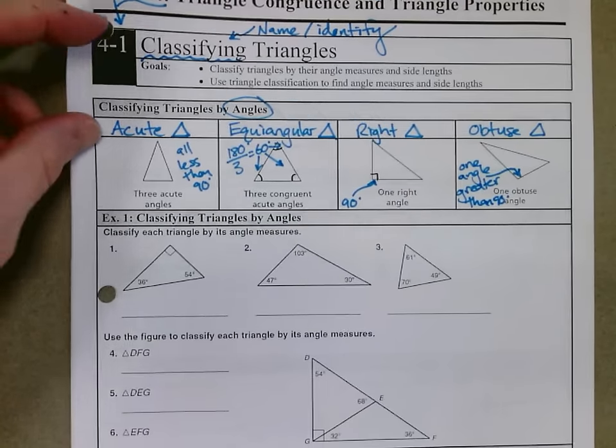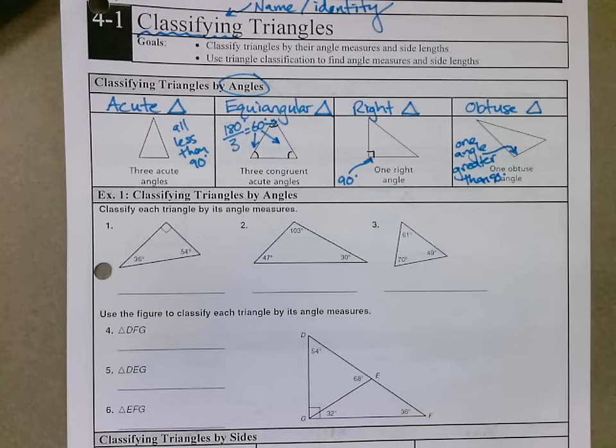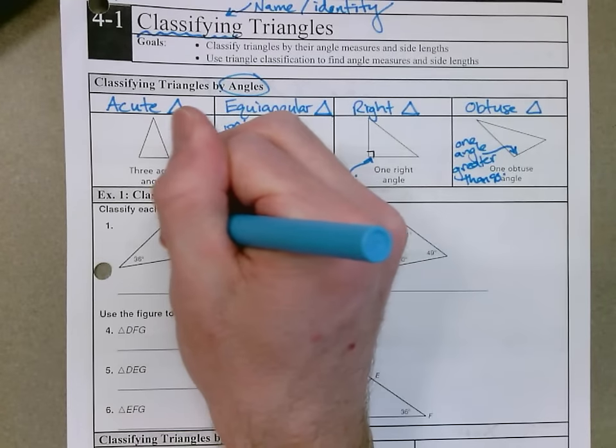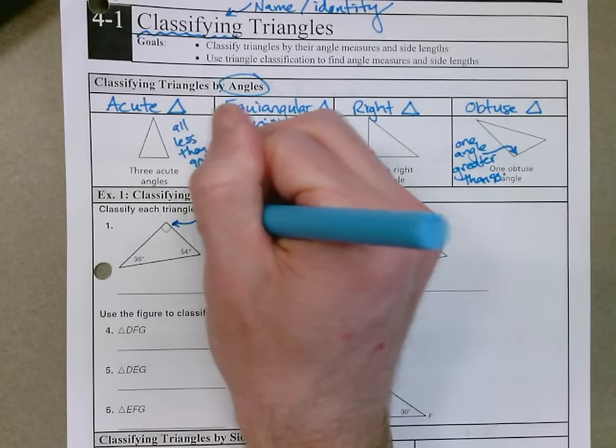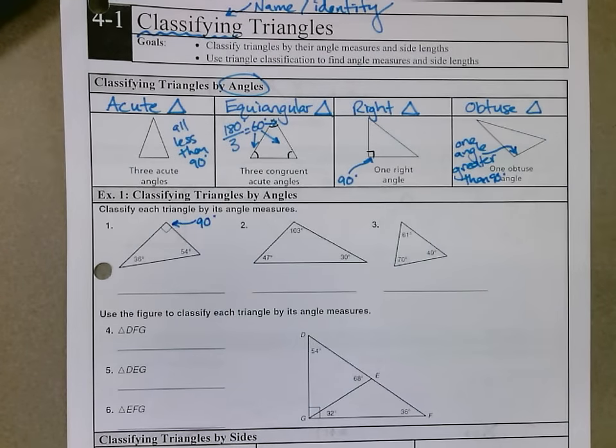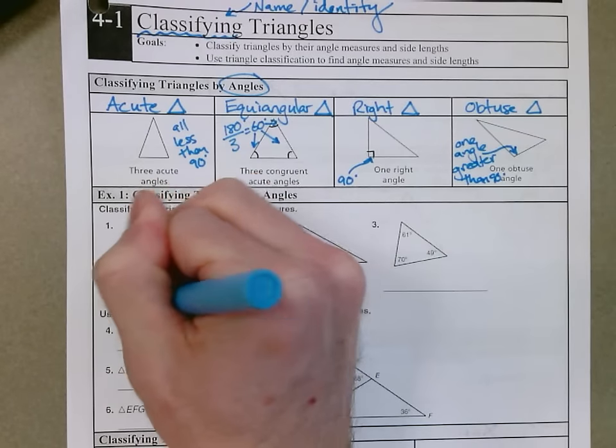Moving on. These first examples ask us to classify the triangles by angles. So we have those 4 options that we did up above. First thing you should do is look for any clues. To me, this looks like a clue right here. I see a 90-degree angle, which instantly tells me this is going to be a right triangle.